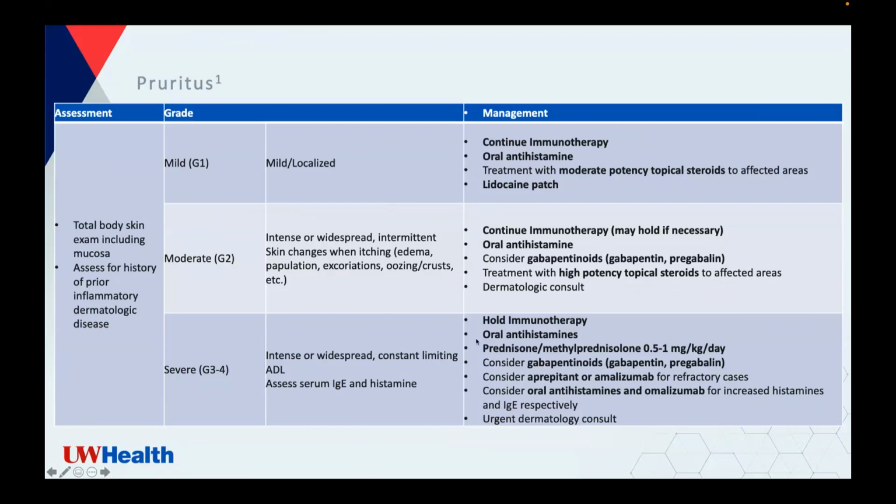At this point, we're thinking about assessing IgE and histamine. We're continuing the previous treatment that the patients had prior, but now we're adding in oral steroids, prednisone, methylprednisolone, 0.5 to 1 mg per kg per day. And then for refractory cases, we're thinking about adding in aprepitant or dupilumab. And then depending on the assessment of the IgE and histamine, we can add in omalizumab as well.